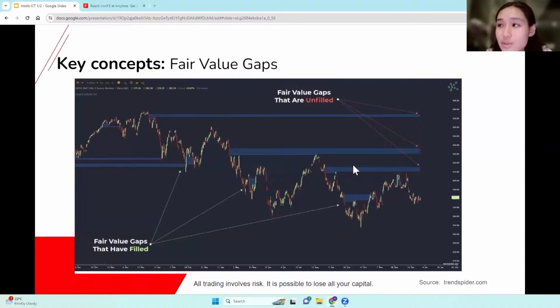So in the example that I have here, the fair value gaps that are unfilled are basically the levels that don't reach that same level or the same areas from the previous price. Okay, I hope that makes sense, but you can just look at the chart, the example that I have here.